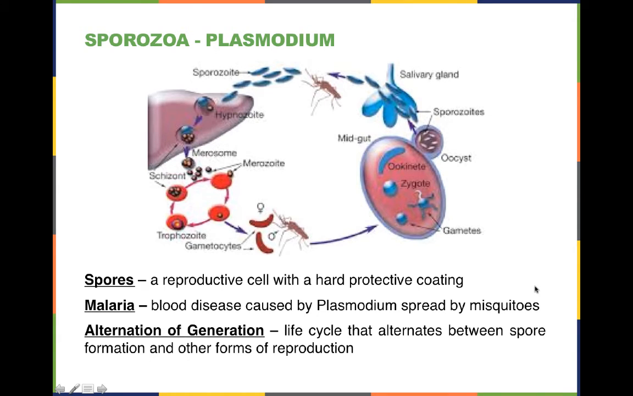The interesting thing is something that we see in several different species and several different animals, and that is something called alternation of generation. Alternation of generation is a situation where the life cycle is an alternation between the spores and other forms of reproduction. You can see here there are gametes, female and male gametes. That's one form of reproduction. And then up here you can see the spores, and that's another form of reproduction. So one generation will be by spores, another generation will be by gametes, and back and forth like that.